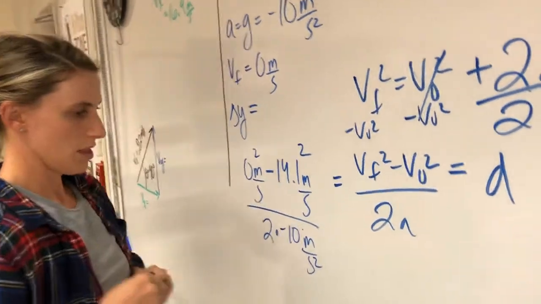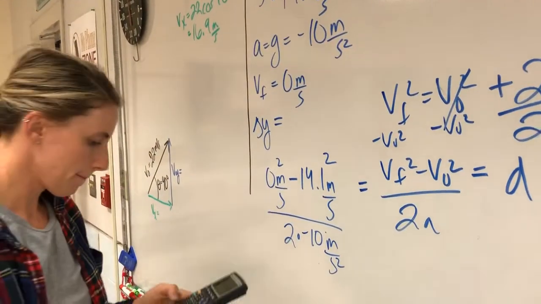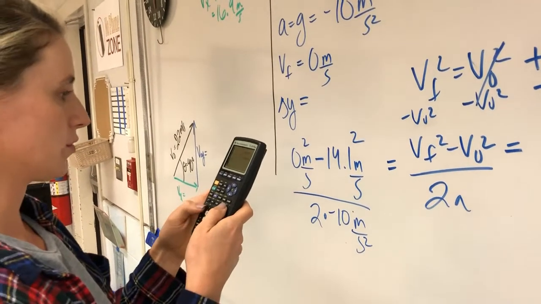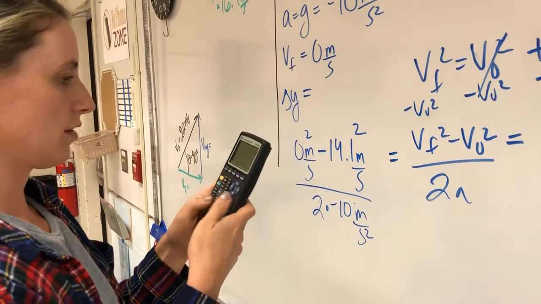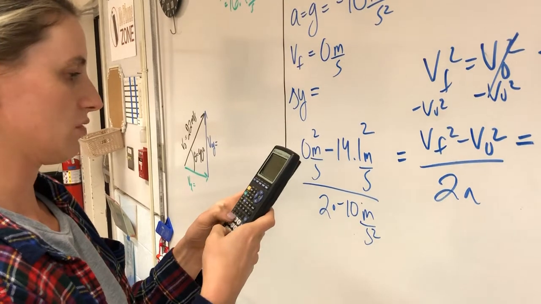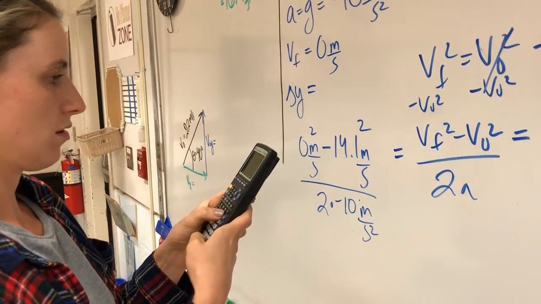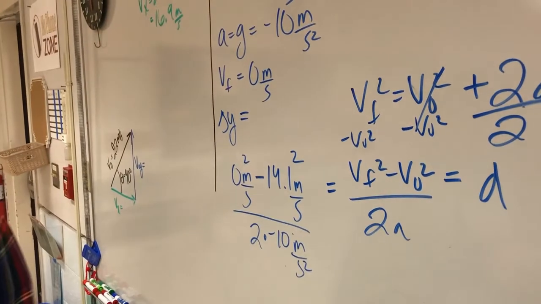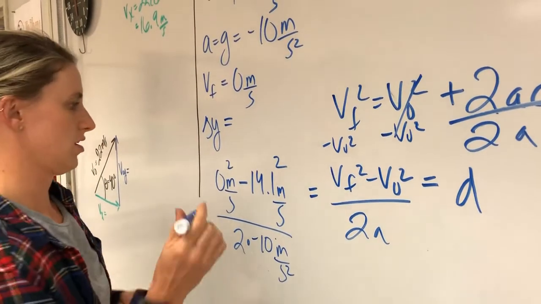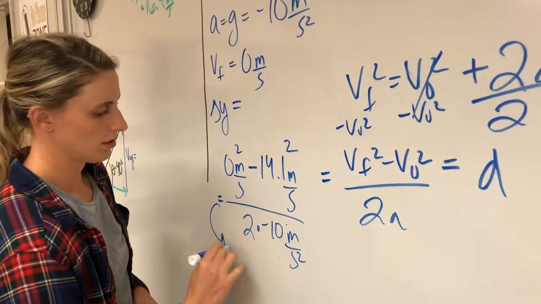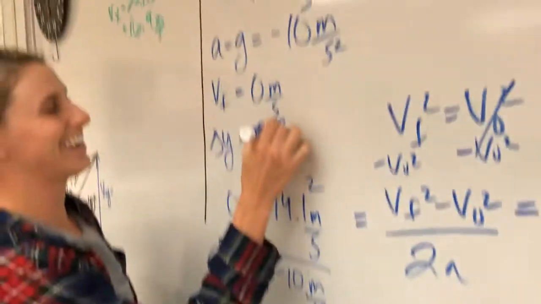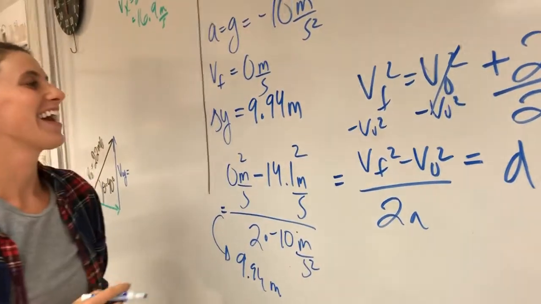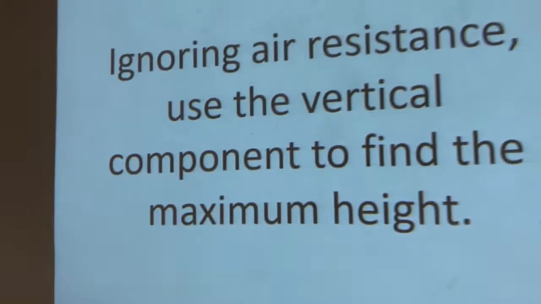Okay, so let's plug this in. I'm going to say 0 squared minus 14.1 squared, and then I'm going to divide it by negative 20. Okay, I get 9.94. That's way up there. Equals 9.94, not meters, 9.94 meters. Okay, so sweet. That's how far up we're going, the height in the y direction.